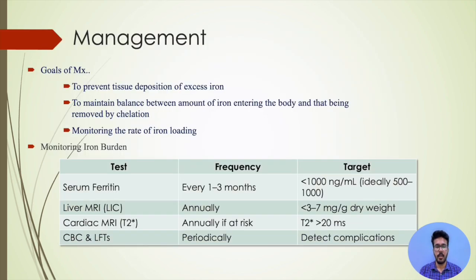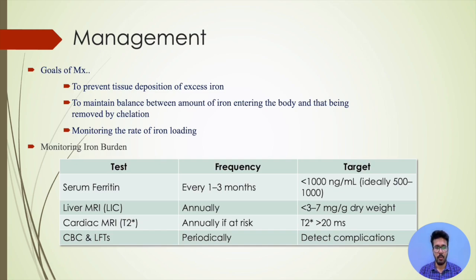And finally, the management of iron overload. Goals of management are to prevent tissue deposition of excess iron, to maintain balance between the amount of iron entering the body and that being removed by chelation, and to monitor the rate of iron loading. Monitoring of iron burden can be done through serum ferritin, which should be tested once every 3 months, and the target value of serum ferritin should be maintained at less than 1000 nanogram per ml.